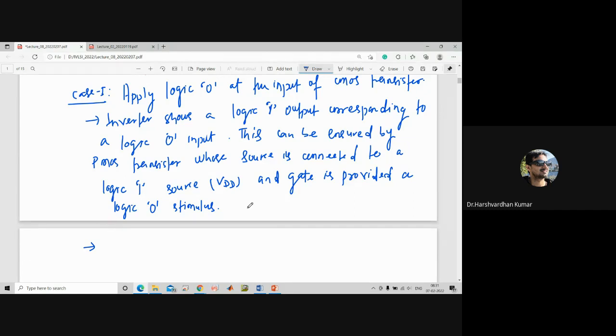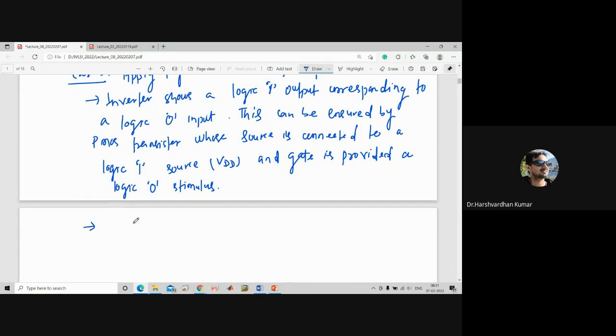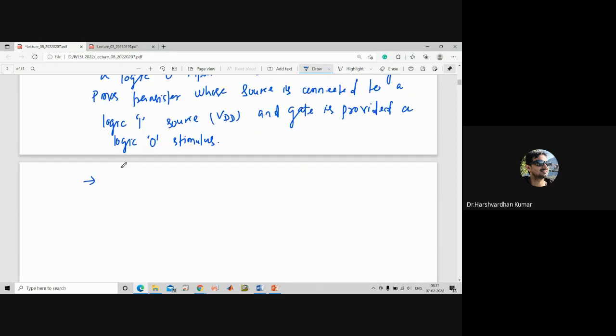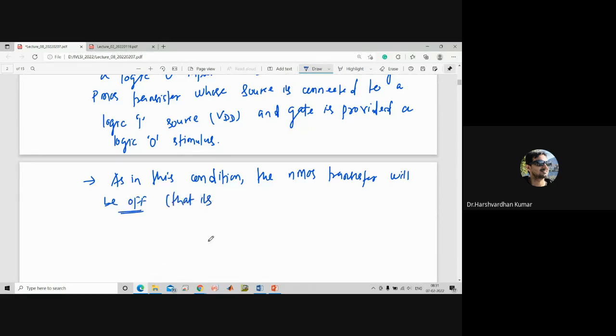So the inverter shows a logic 1 output corresponding to a logic 0 input, and this can be ensured by the PMOS transistor, because the PMOS transistor will be turned on and the NMOS transistor will be turned off. In this condition, the NMOS transistor will be off, that is, there is no current path.